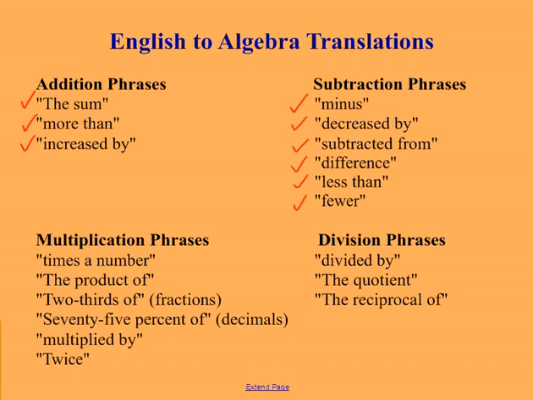Next, we have multiplication. Times a number. The product of. You'll remember that the product is the answer you get when you multiply. 2/3 of. For example, if you're taking 2/3 of an amount, that means you're multiplying that amount by 2/3. 75% of. So anytime you're using a percentage of something, that's multiplication. Don't forget to change your percents to decimals. Multiplied by, and twice. Twice obviously means multiplied by 2.